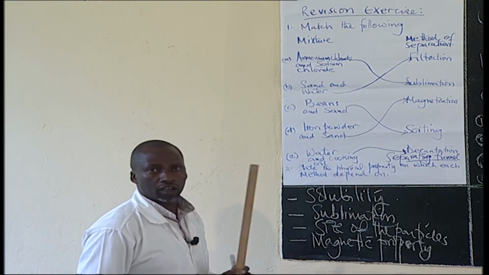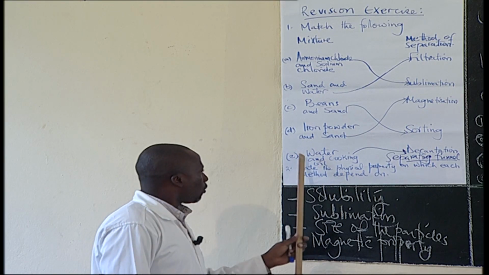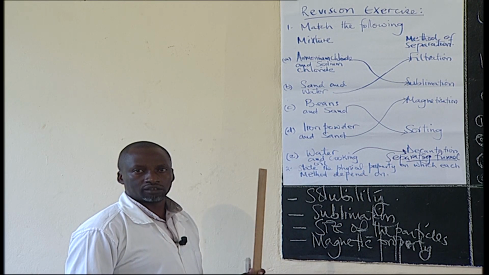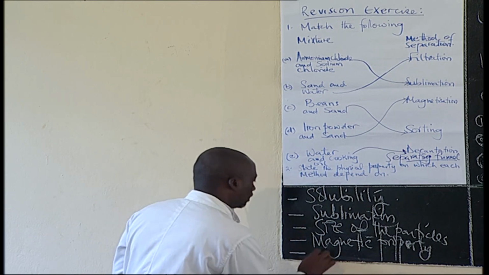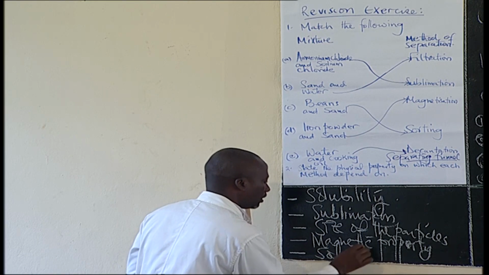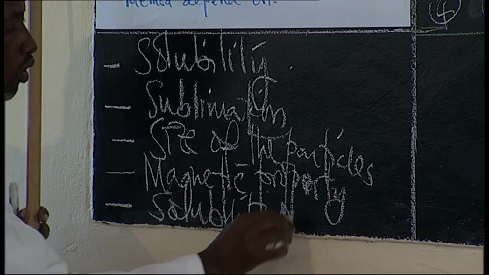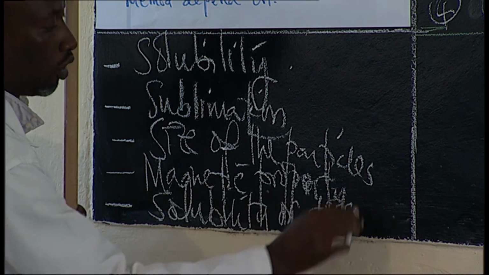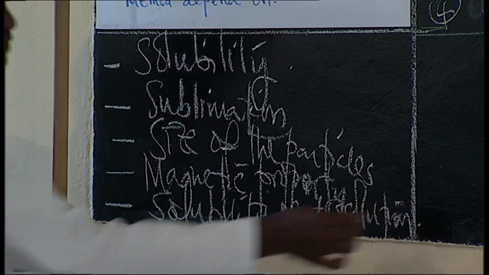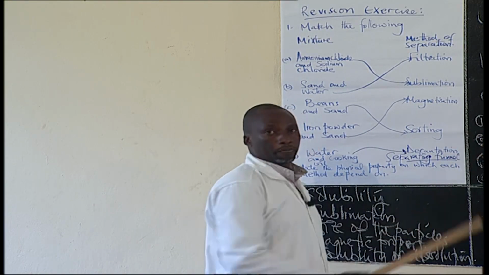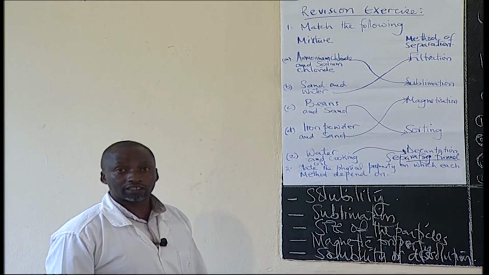Water and cooking oil: they don't mix together. So we can still use solubility, or dissolution. These are the physical properties that we are using. Right away, I hope we have the same answers together.